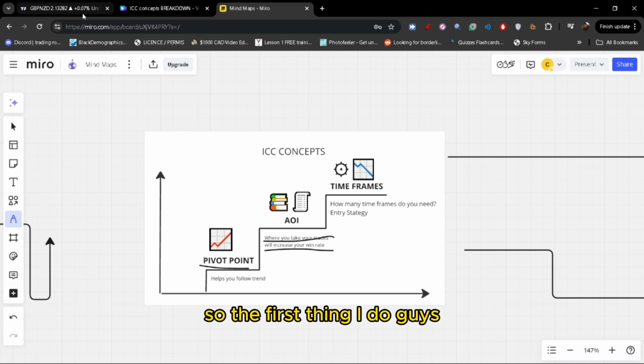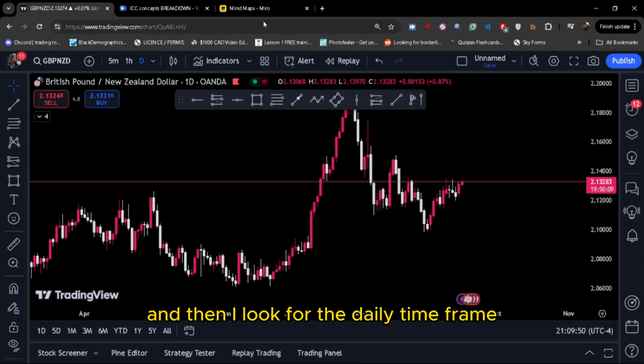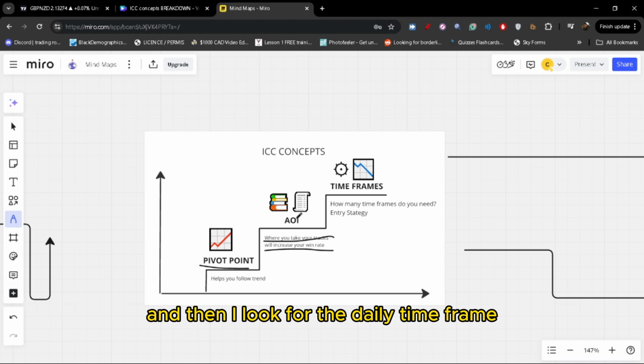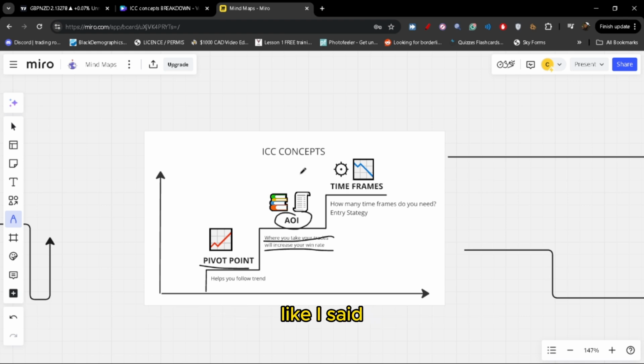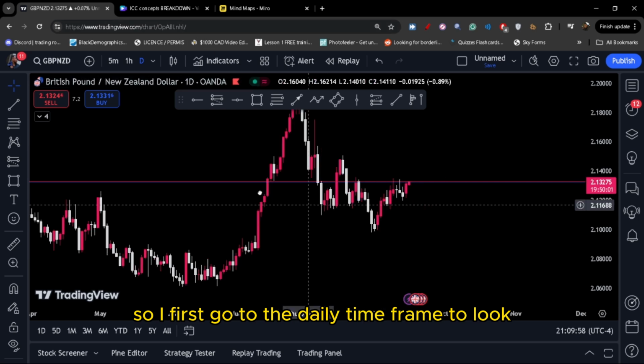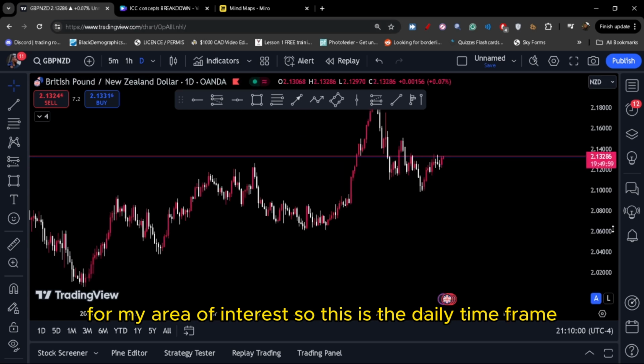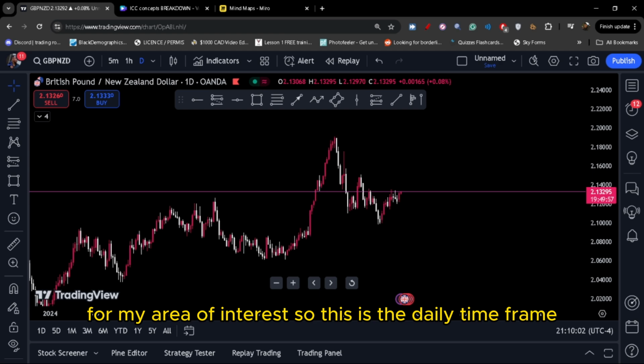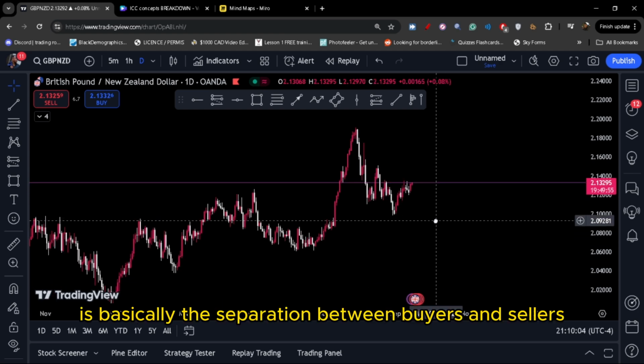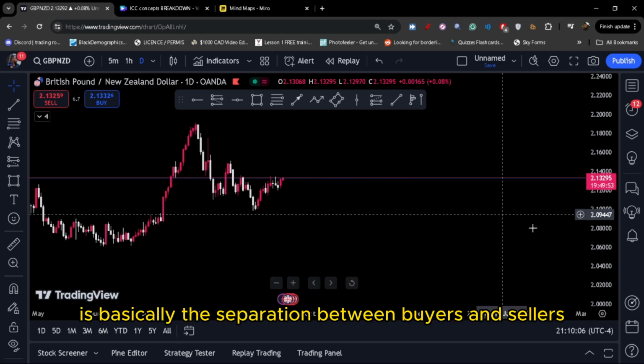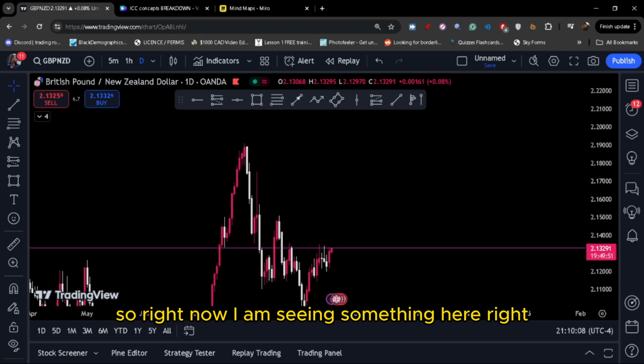So the first thing I do, guys, is I go to the daily time frame, and then I look for the daily time frame area of interest, right? Like I said, the only time frames I use are the daily time frame and the 1 hour time frame. So I first go to the daily time frame to look for my area of interest. This is the daily time frame, and like I told you, my area of interest is basically the separation between buyers and sellers. So right now I am seeing something here, right?